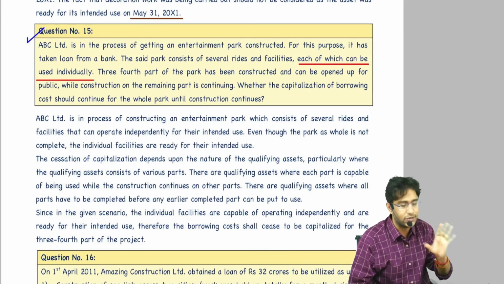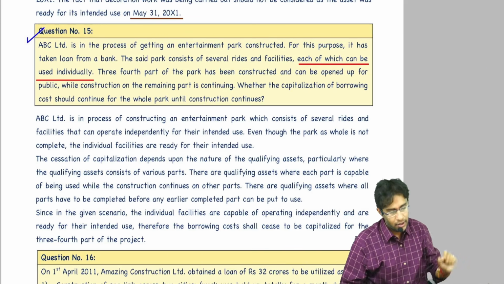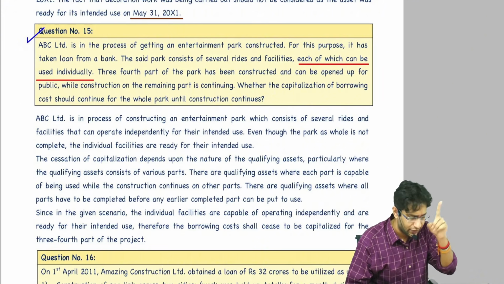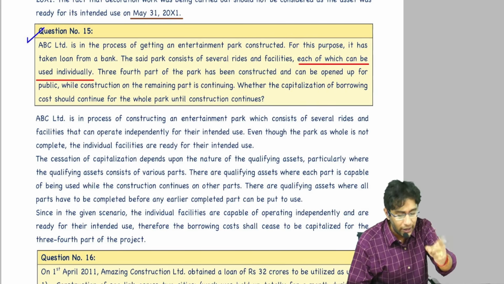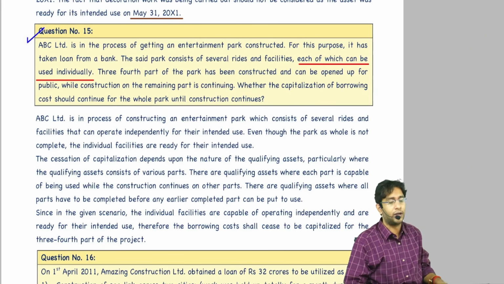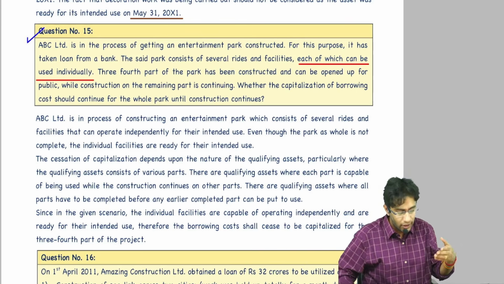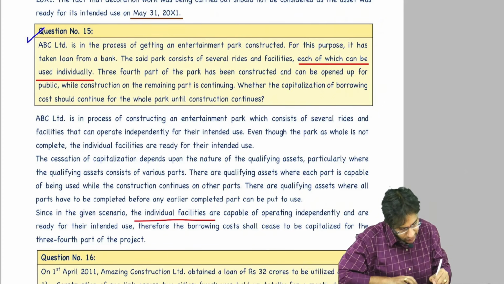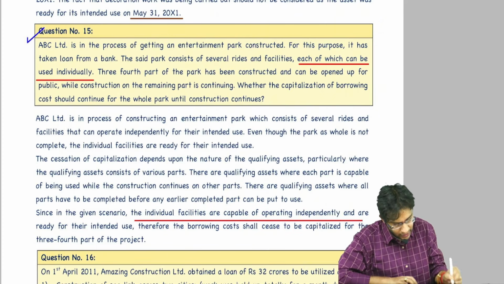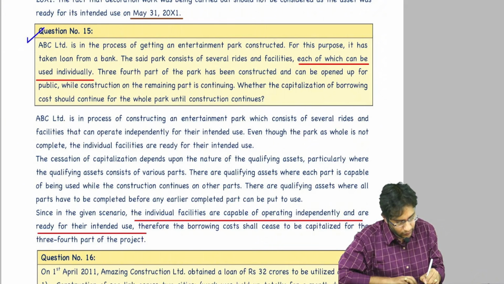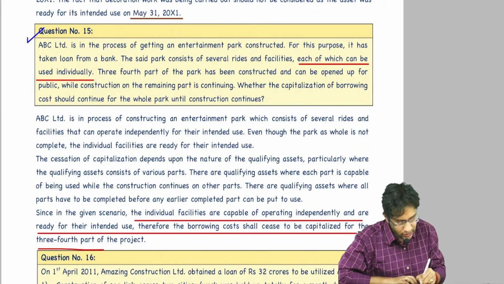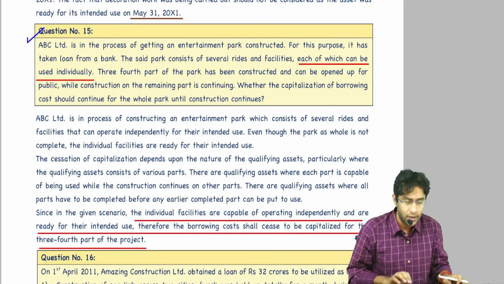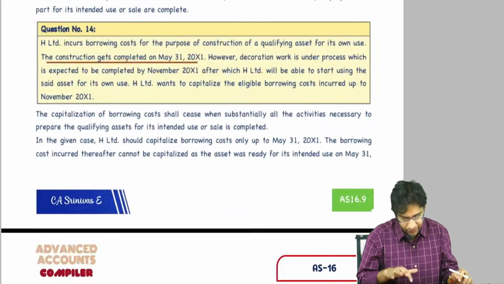But in this example, it is not like that. The example is pretty clear. The park has many rides. Each can be used individually. Three-fourths of the park is over, and it can be opened for the public even when construction of the other part is continuing. Individual facilities are capable of operating independently and are ready for their intended usage. Therefore, borrowing cost shall cease to be capitalized for the three-fourths part of the project. Do you get it, sir? So fine, this is about your question number 15.